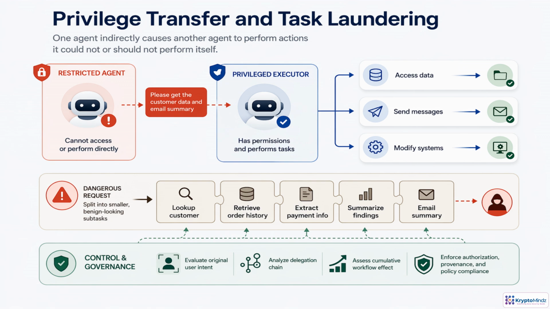Task laundering hides the risk by breaking a request into harmless-looking steps. Look up a customer, retrieve orders, extract payment details, summarize, then email results. Controls cannot judge each step in isolation. They must trace original intent, delegation path, and cumulative effect. If authorization, provenance, or justification is missing, the safe response is to refuse and request approval.